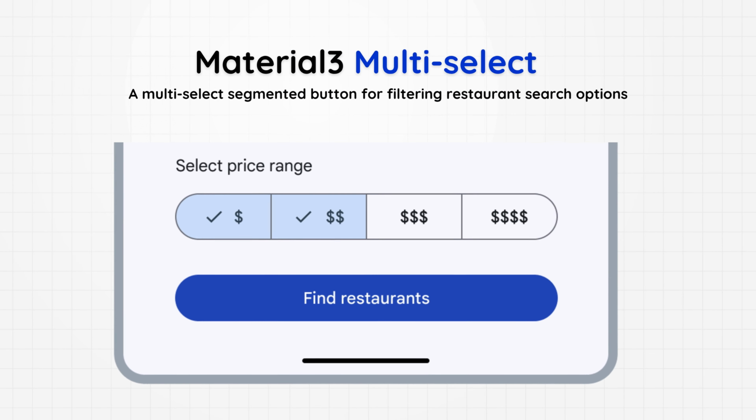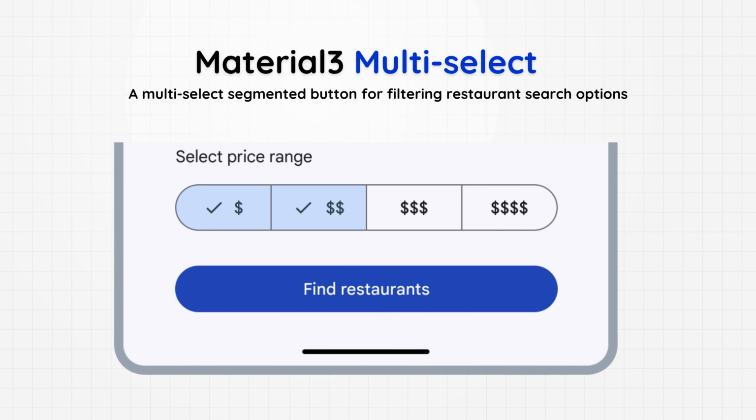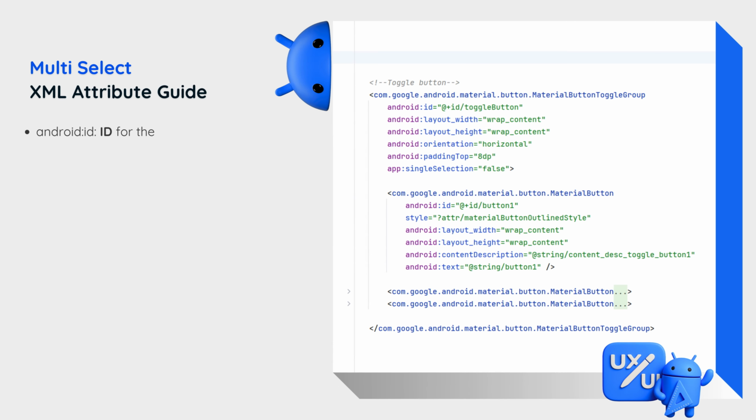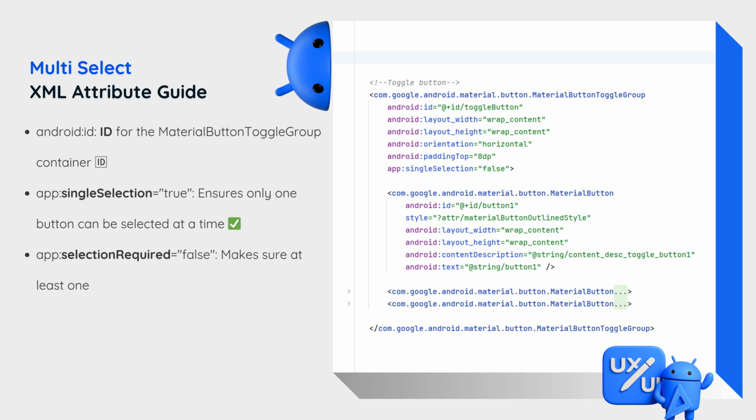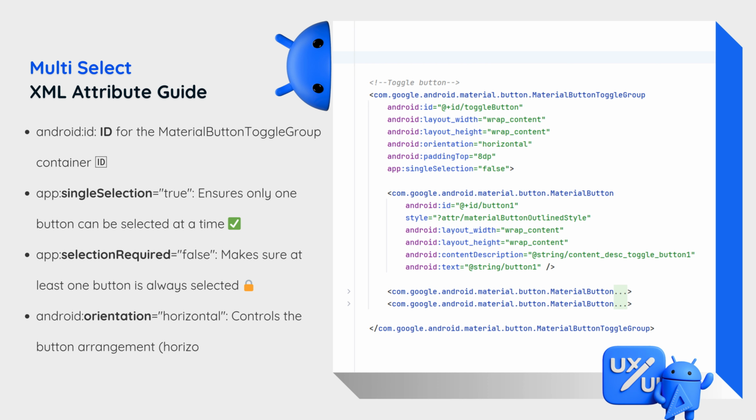This is a Material 3 multi-select segmented button, ideal for filtering restaurant search options. Users can select multiple filters, like cuisine type or price range, at once, allowing for a more customized search experience. Here's a quick guide to the XML attributes for a multi-select segmented button. Set app single selection to true to allow only one button to be selected at a time. Use app selection required equals false to let users deselect options, allowing multiple selections. Lastly, Android orientation controls the layout direction, whether horizontal or vertical.